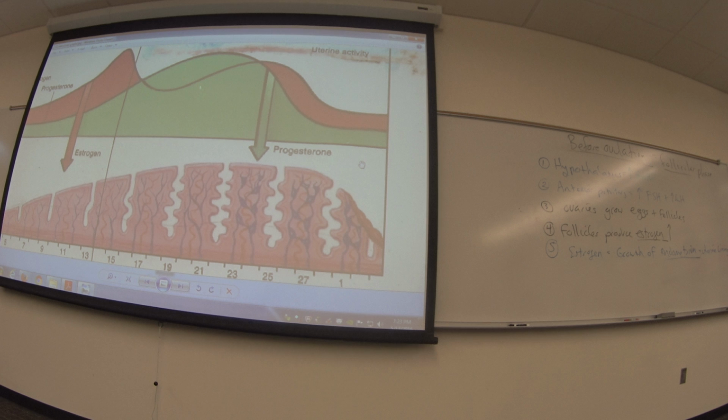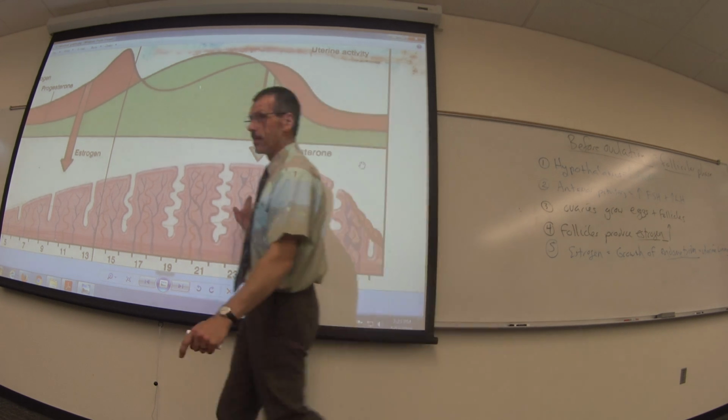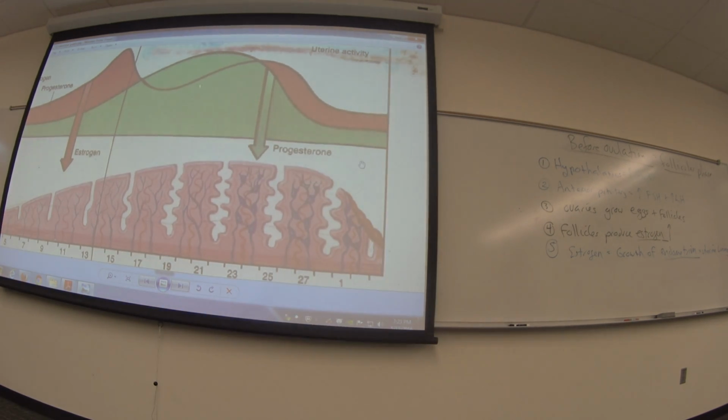So after I ovulate, I'm going to make corpus luteum that's going to basically turn on these hormones and keep you thick, keep you bloody, keep it closed, keep it quiet, is how we remember it. That's what you're going to do after ovulation. All right? But you're not done yet. So that just got me to here. But what did you tell me the corpus luteum does eventually?